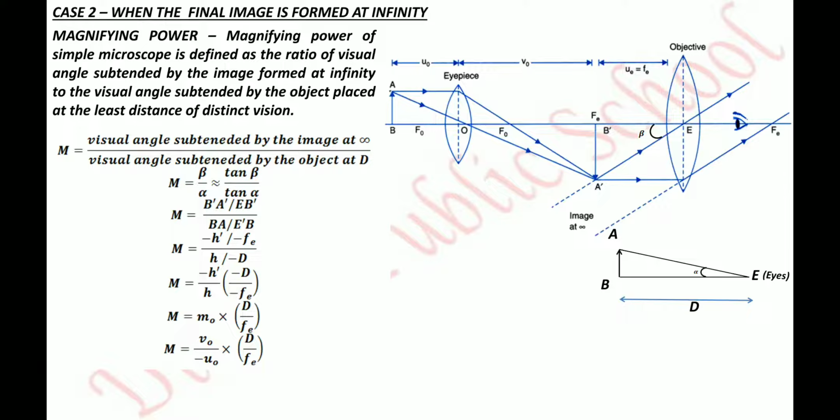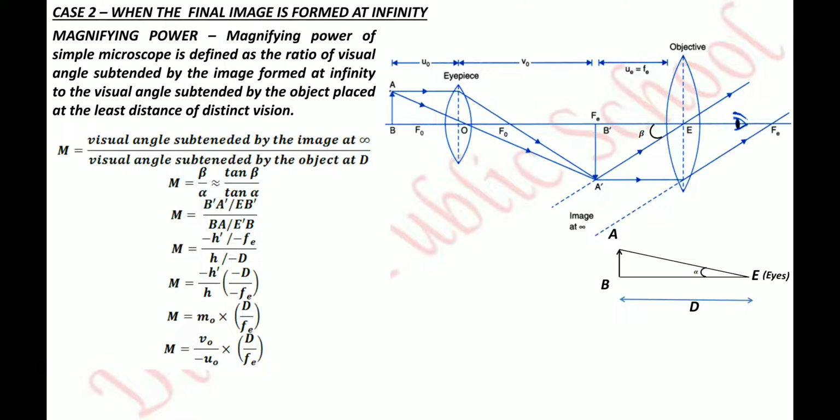Just adjust the fraction over here, so we are going to have minus h dash upon h in bracket minus d upon fe. Minus h dash upon h is the magnification produced by the objective. So in place of minus h dash upon h, it is mo. D upon fe, minus sign cancelled out. Now in place of mo, the magnification produced by the objective, it should be written as vo upon u, image distance upon object distance. So this is the formula for magnifying power when the final image is formed at infinity.